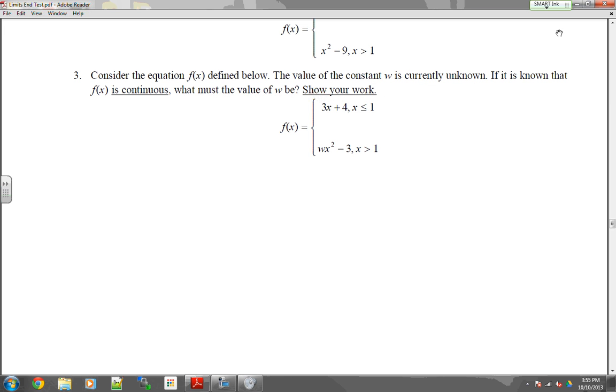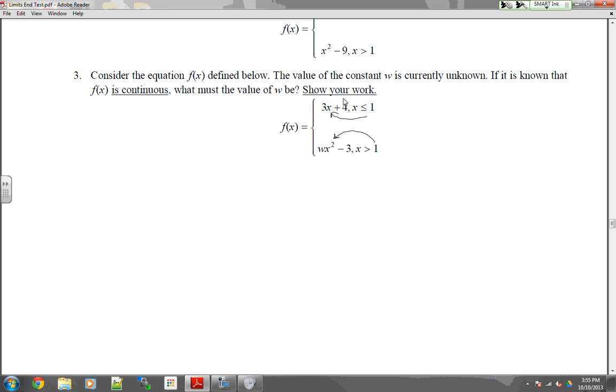All right, let's look at number 3. It says, consider the equation below. The value of w is a constant that is currently unknown. If it is known that f of x is continuous, what must the value of w be? Well, we know if this were to be continuous at 1, we would evaluate at 1 and see if they equal each other. So we're still going to evaluate this at 1, so let's go ahead and do that first.